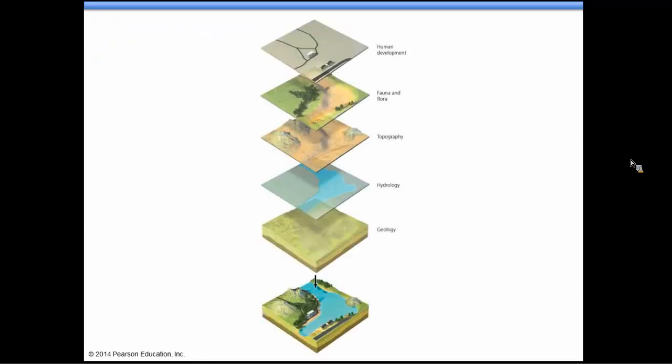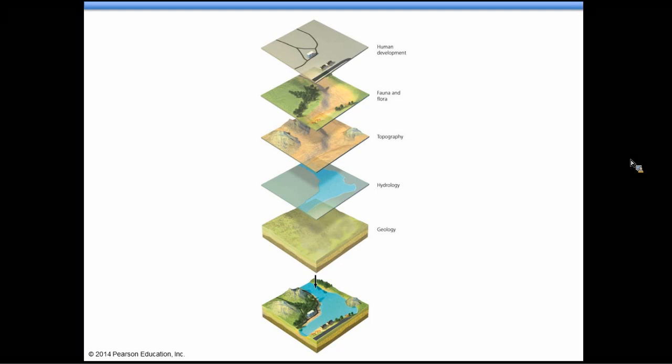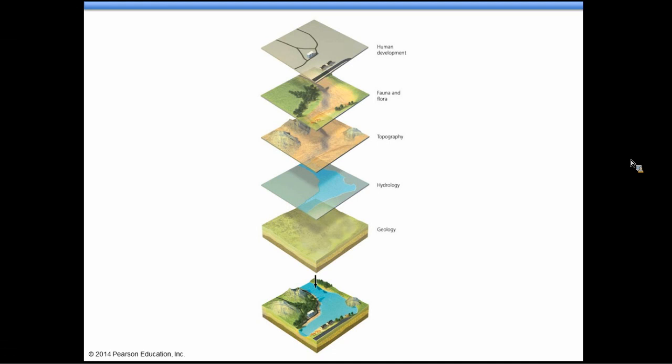As we can see here, in GIS you can bring these layers of human development, fauna, flora, hydrology, geology, and put them all on top of one another, and we can get the view of the whole landscape. GIS has become a valuable tool used by geographers, landscape ecologists, resource managers, conservation biologists, and the principles of landscape ecology and tools such as GIS are increasingly used in regional planning processes.